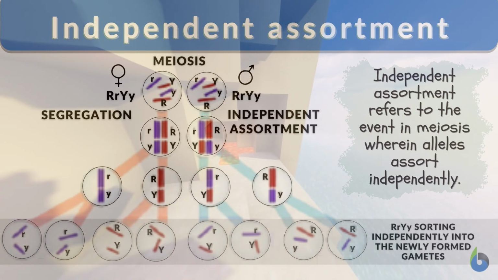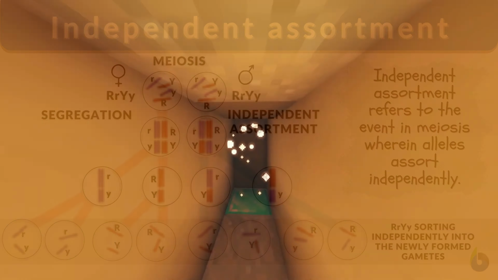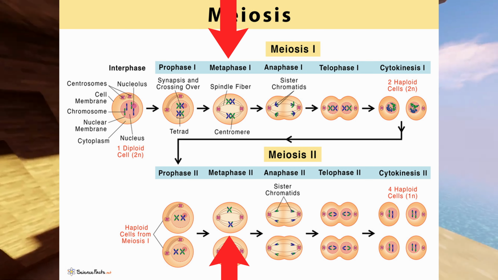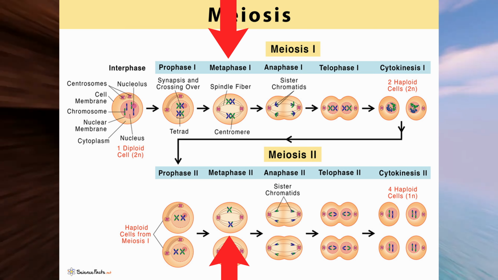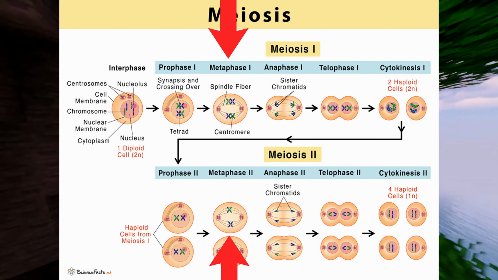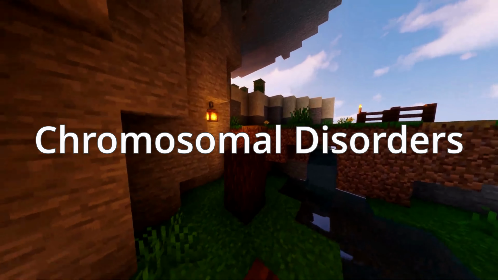The law of independent assortment states that no gene influences the inheritance of another gene when positioned on different chromosomes. We relate this law with metaphase 1 and 2 because that is when chromosomes are destined to different cells based on how they line up at the metaphase plate. Okay, chromosomal disorders.